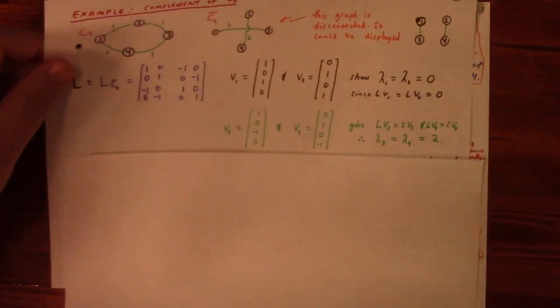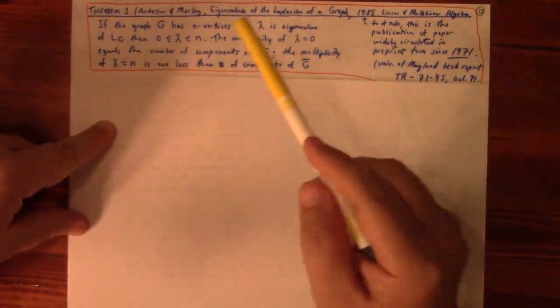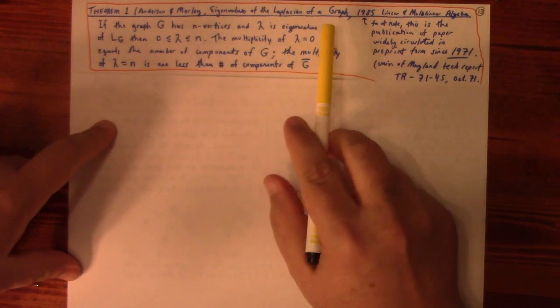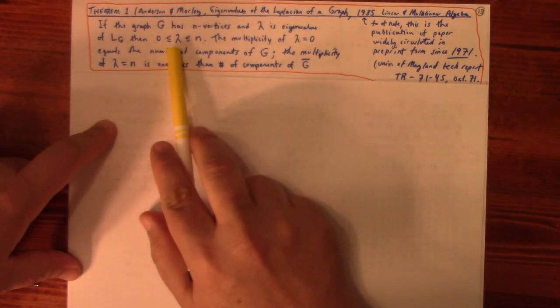So we're starting to generate some circumstantial evidence for the following theorem. All right. And so here it is. This is the big theorem for today. If the graph G has n vertices and lambda is an eigenvalue of the graph Laplacian, then 0 is less than or equal to lambda is less than or equal to n.